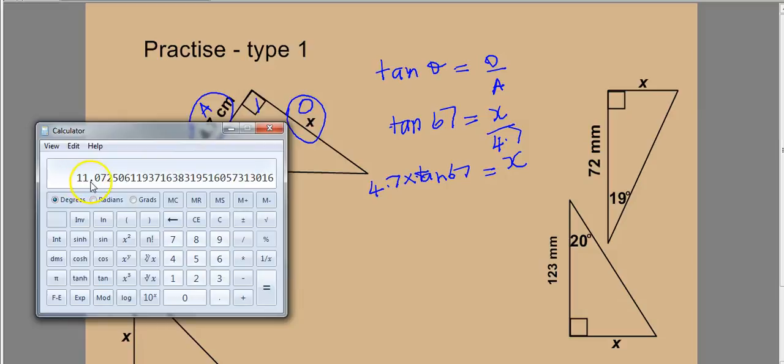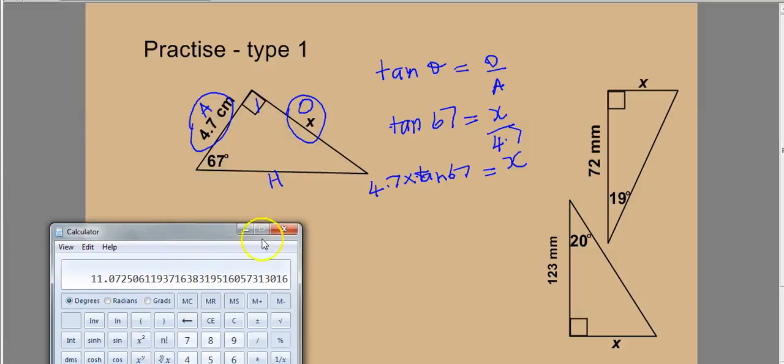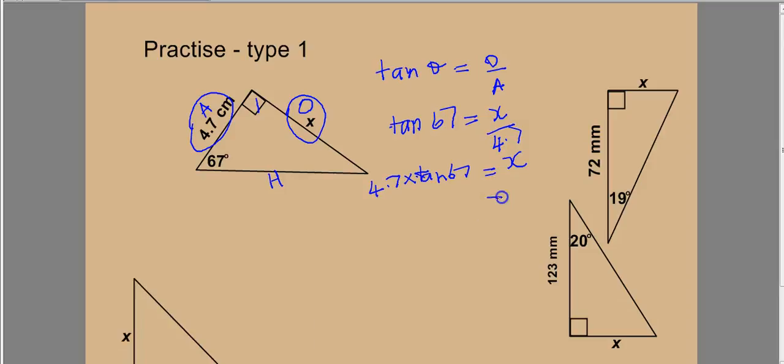So 11.07, let's check the third digit. 11.07 I think will do us. So let me get my pen. Okay, so 11.07 centimetres.